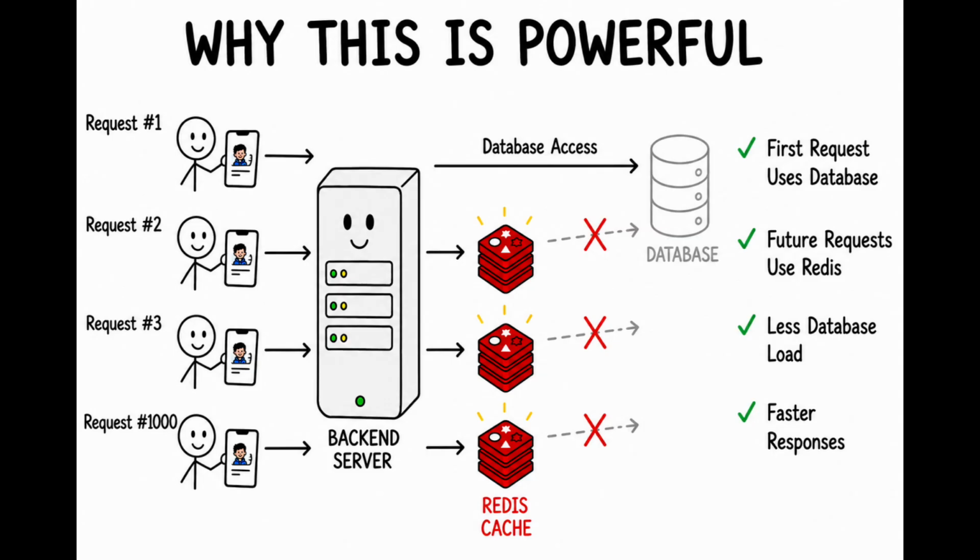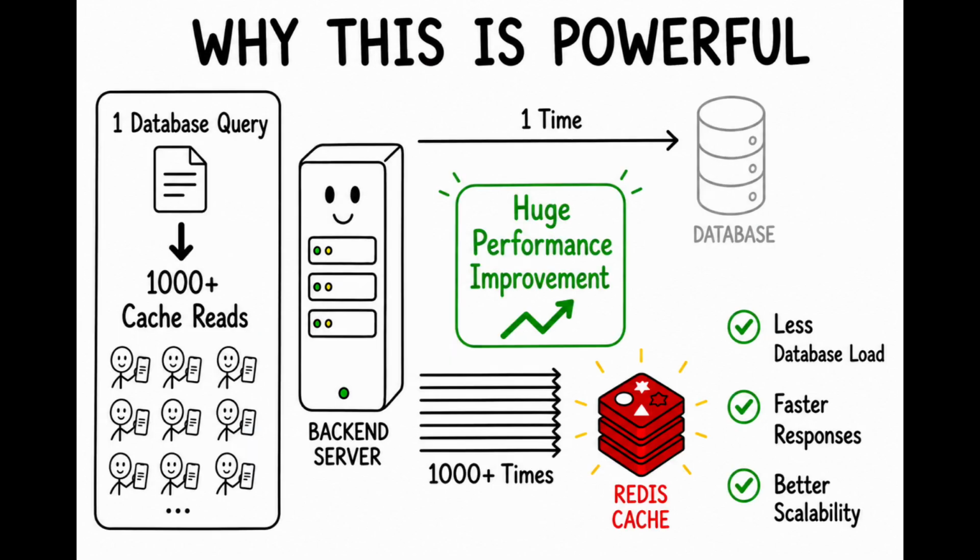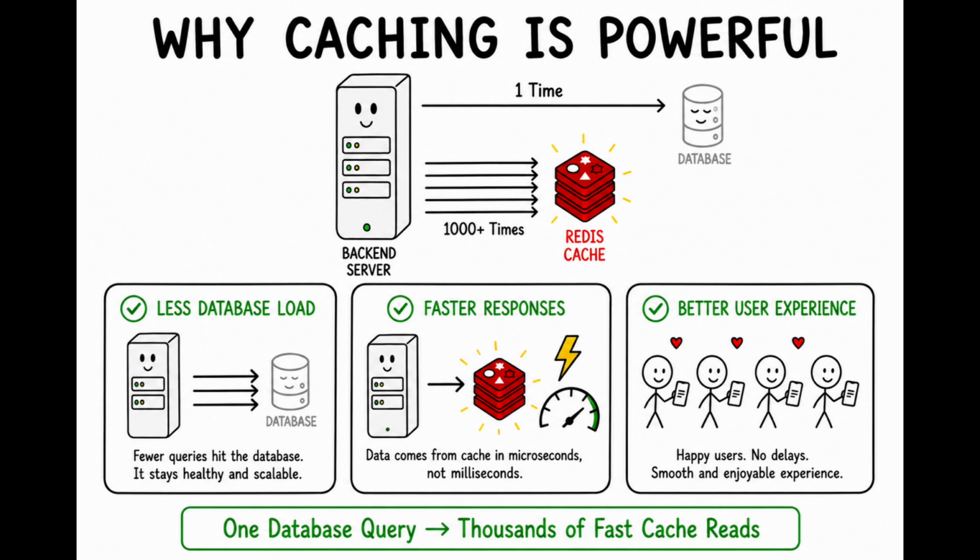Why this is powerful? Now think about what happened. The first request touched the database. The second request did not. The third request did not. Maybe the next 1,000 requests never touched the database. One database query, thousands of cache reads. That is a huge performance improvement. Database load decreases. Response speed increases. And users get a much better experience. This is why caching is so powerful.